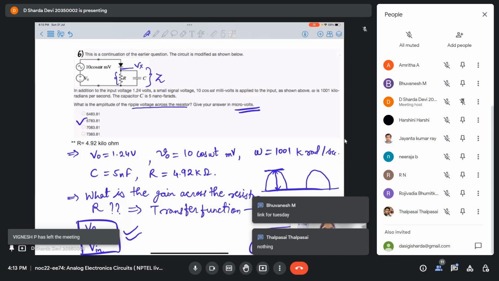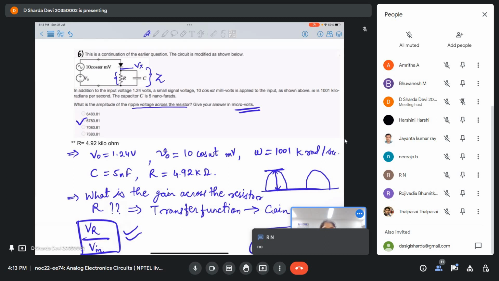Link for Tuesday has already been shared with you, right? In a mail. In the mail there were 3 links. 2 were for Sunday 3 to 4 and 1 link for Tuesday. So you can go through that mail and you will find the link there.